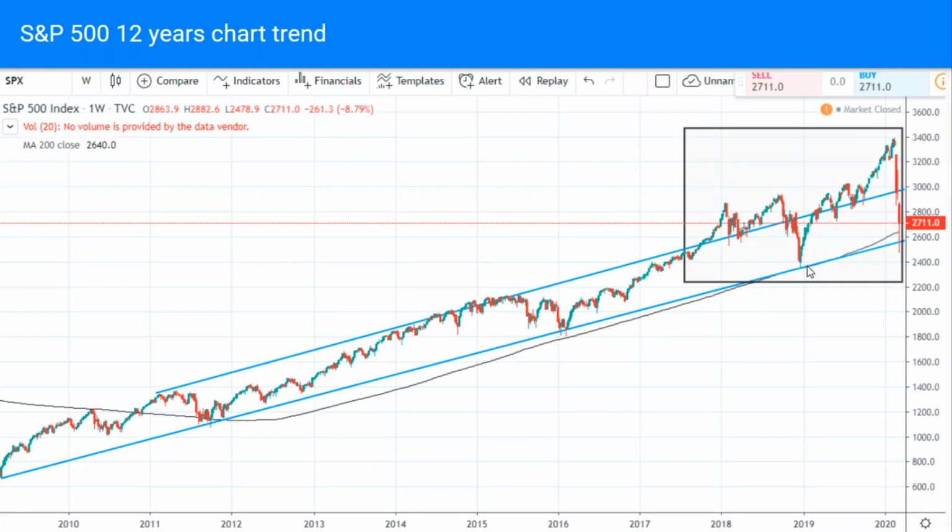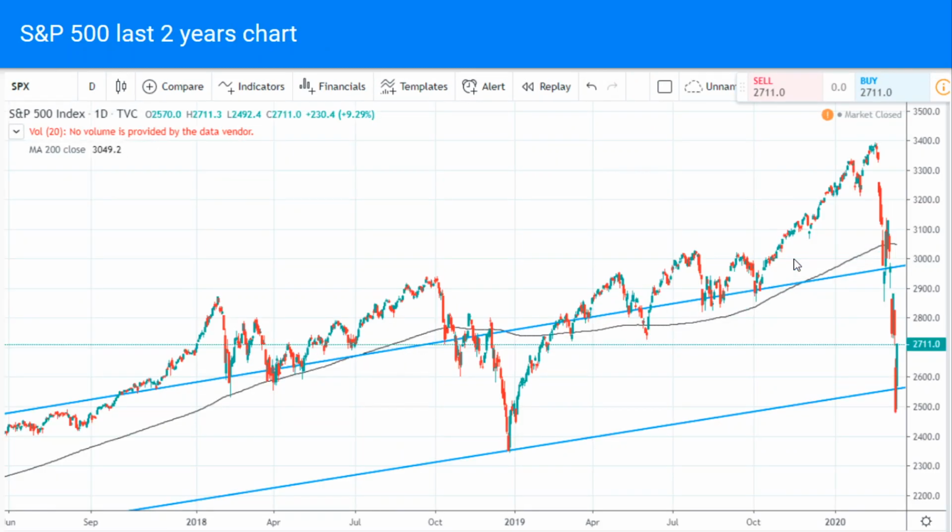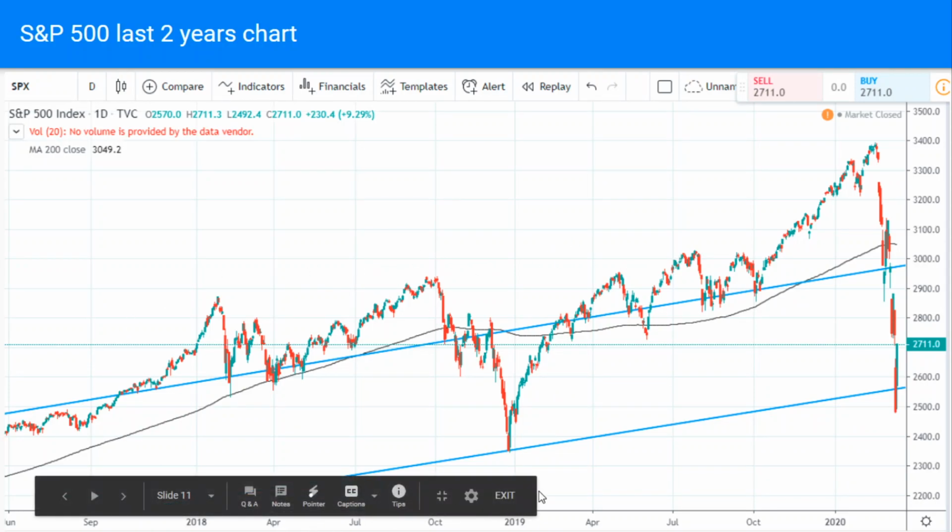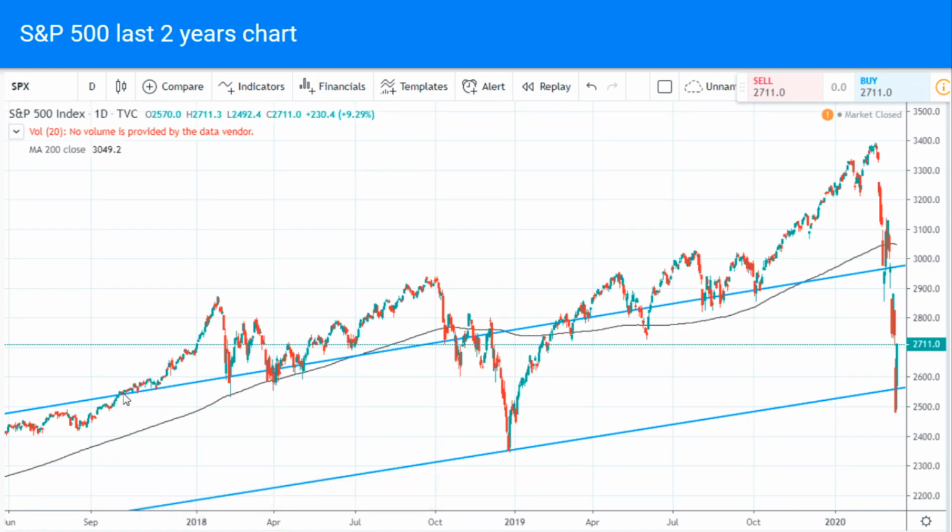And this is what we'll be focusing on. The most recent, like 2 or 2.5 years, we'll look into it. So this is where we are, right? So this is the past 2.5 years. And this is that upper line that I was talking about.